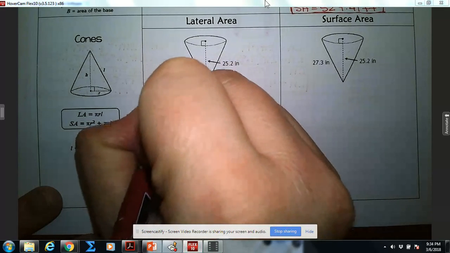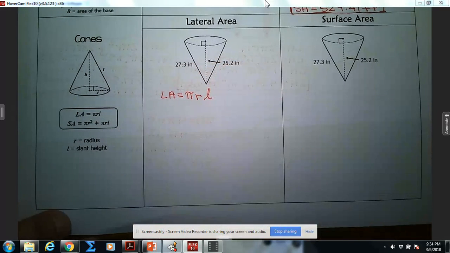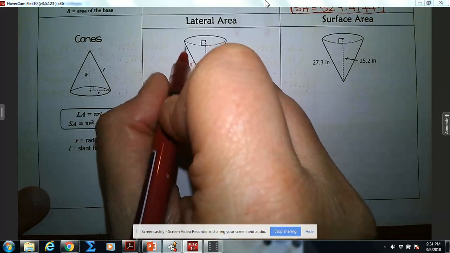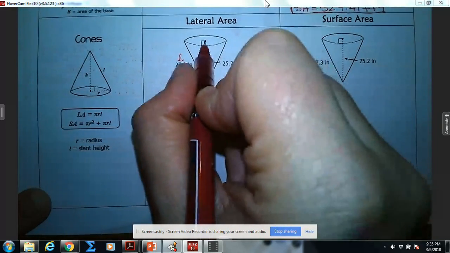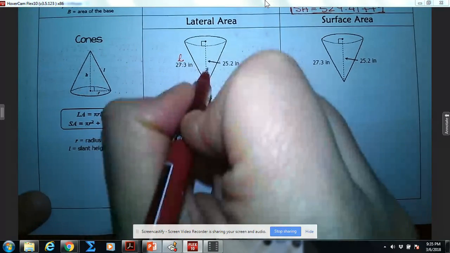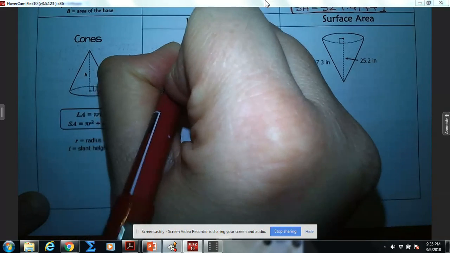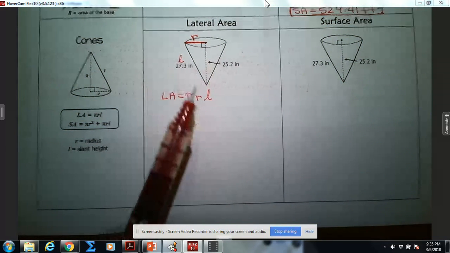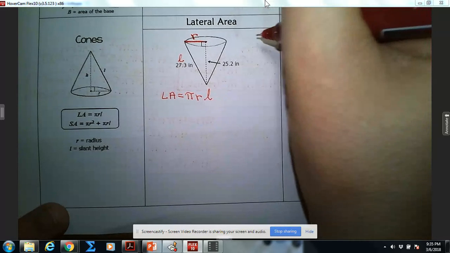Lateral area is equal to pi times the radius times the slanted height. All right, looking at my picture, that 27.3 represents the slanted height. This 25.2 represents the true height. So what I'm missing is a radius. There is no radius given in this information. However, if I draw the radius in, I've made a right triangle again. Okay, Pythagorean theorem is everywhere, guys, so we've got to be ready to use that at any time. So Pythagorean theorem is going to help me find that radius.